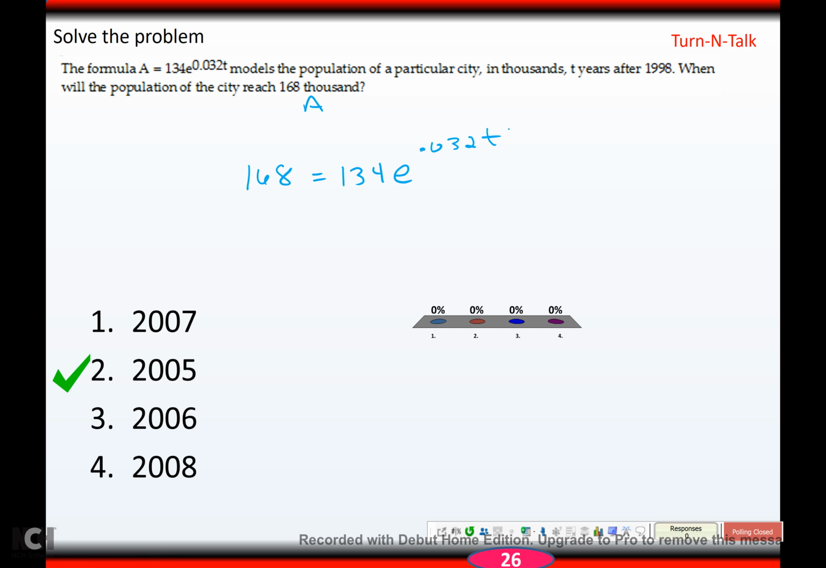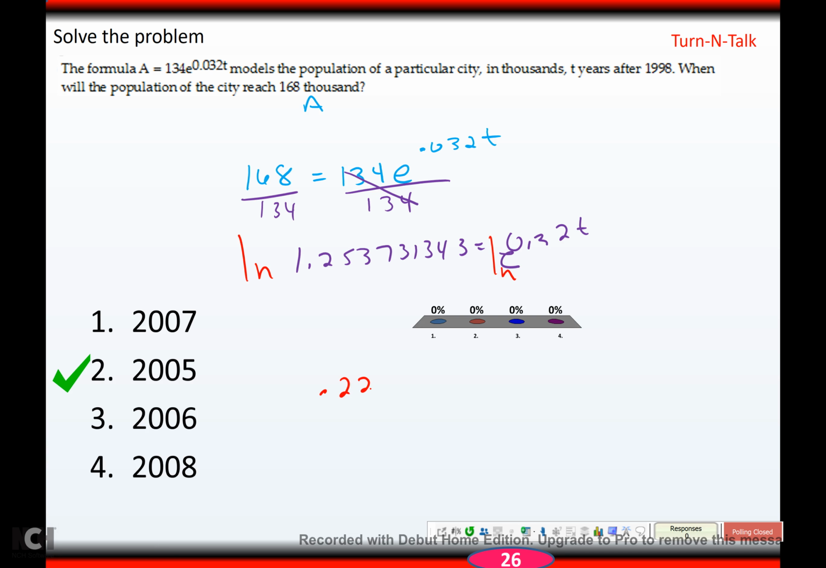So, if I solve this for t, I have to isolate, so divide by 134. 168 divided by 134, I get 1.253731343 equals e to the 0.032t. So to get t out of the air, I'm going to throw a natural log at both sides. And if I take the natural log of that answer, I get 0.22612411795, right? And over here they cancel and I get 0.032t. So now to get t alone, I'm going to divide by 0.032.